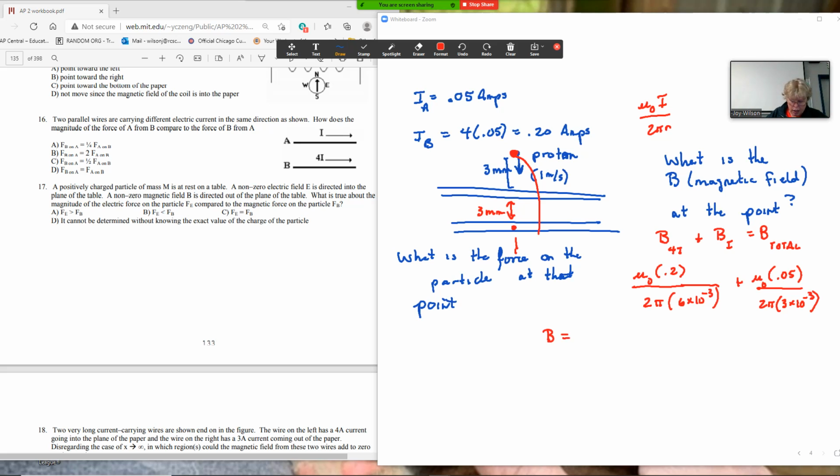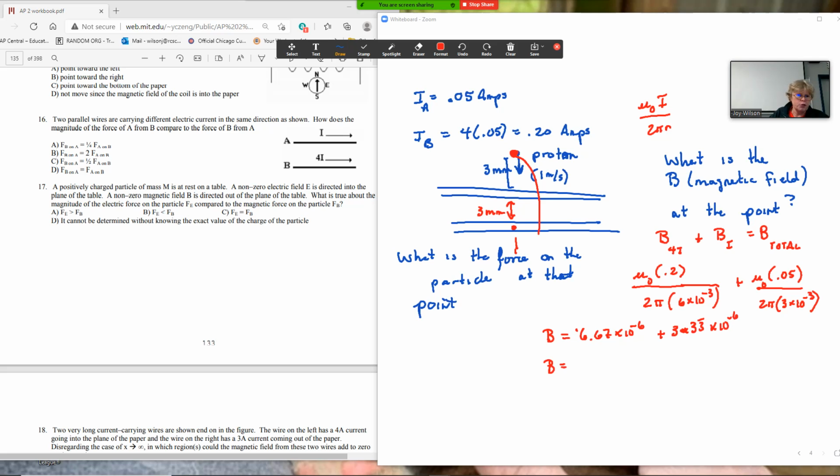Now I'm going to need a calculator to do that, and I'll put in mu sub naught I on top. So this first one is 6.67 times 10 to the negative sixth, and the other one is going to be similar to that, and that one's going to be 3.33 times 10 to the negative sixth.